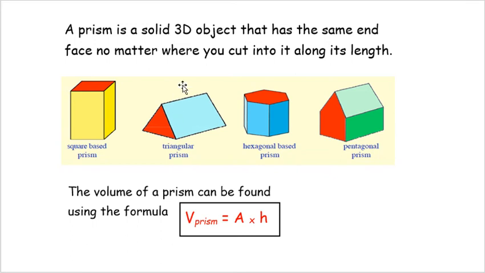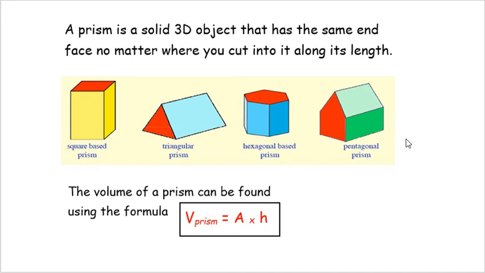Same with the triangular prism. If I was to slice it down the middle, let's say, I would still see that red triangle on the end, so that same shape of triangle on the end. And same with these two shapes. If I cut through it, I'd still see the same hexagonal shape. And the same for the pentagon, I'd see that all the way through.